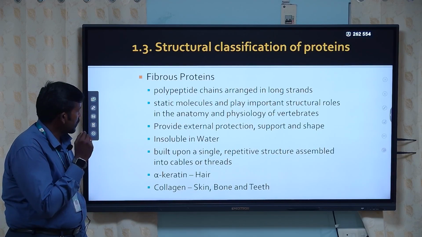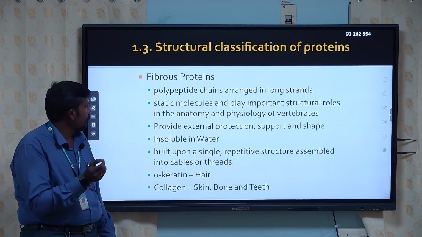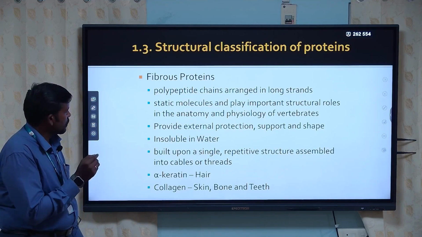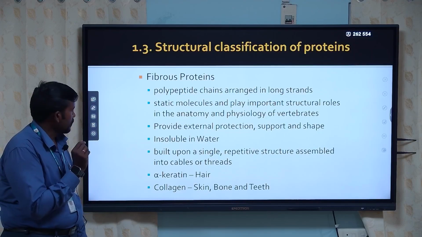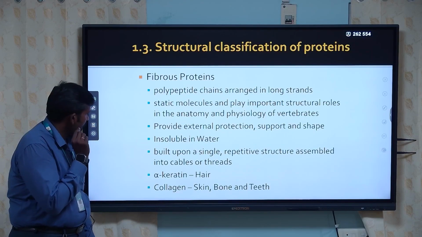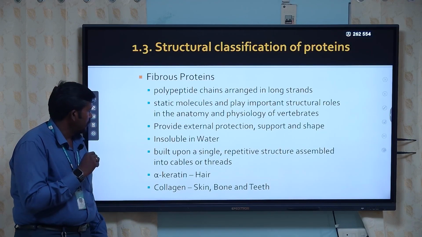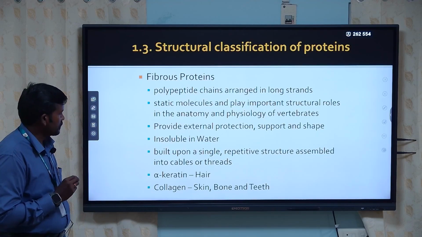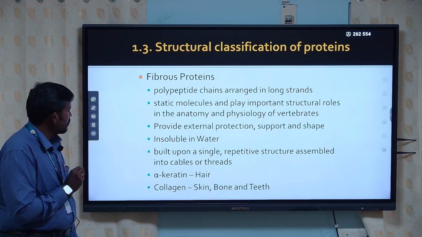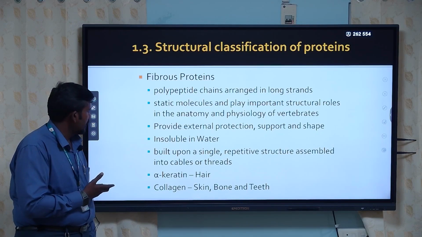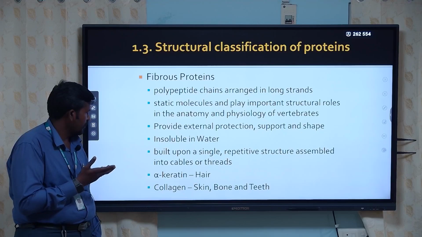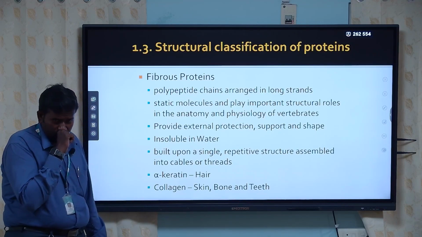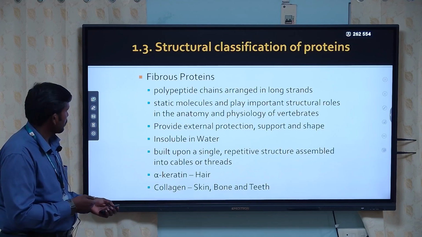Fibrous proteins play important structural roles in the anatomy and physiology of vertebrates. They provide external protection, support, and shape. They are insoluble in water and built upon a single repetitive structure assembled in cables or threads. The best examples are alpha keratin in hair, and collagen in skin, bone, and teeth. These are the fibrous proteins.